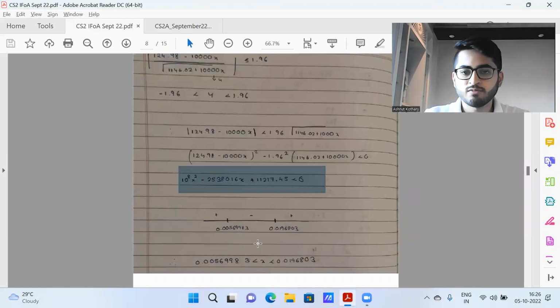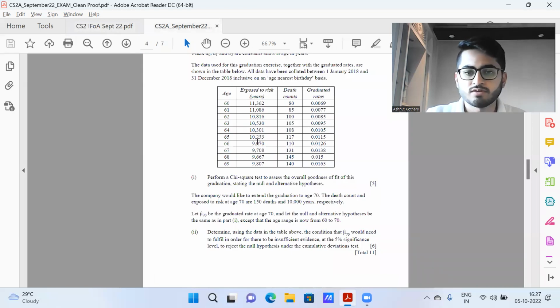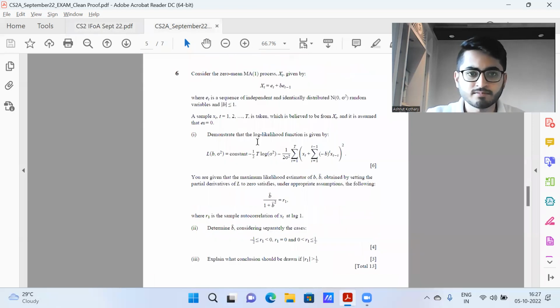Again, you could find them using the Sridharacharya formula. Alternatively, using Google, you will find a lot of online calculators for quadratic equations where you need to just input the coefficients of x squared, x, and the constant, and they'll give you the roots. So I got the roots using that particular calculator, and then I saw that this particular thing is less than 0 in this particular interval, and therefore x lies between this interval. So for the graduated rate to lie in this interval, we would have insufficient evidence to reject H naught. Again, most of the students did find this question pretty easy.